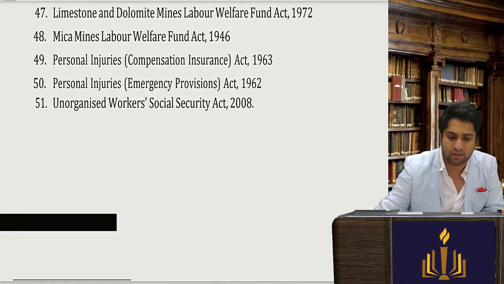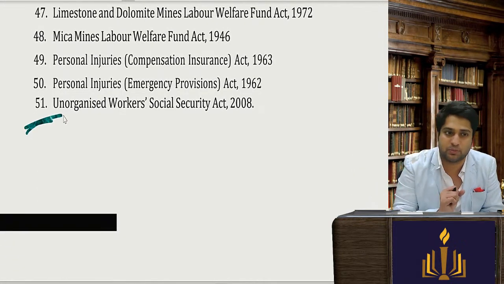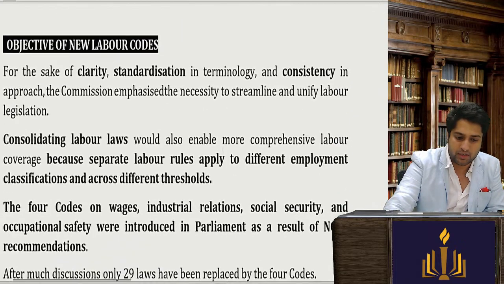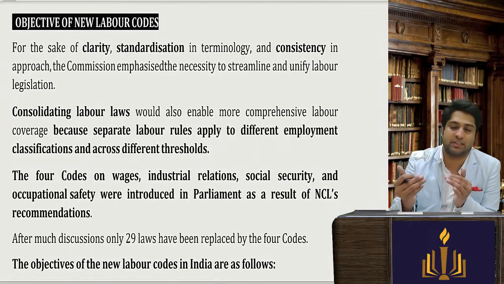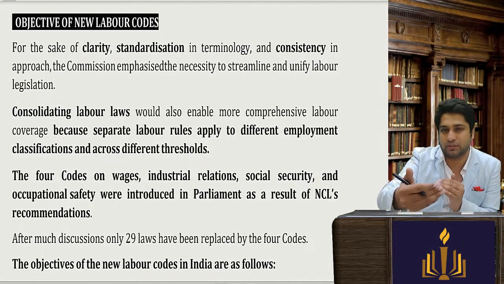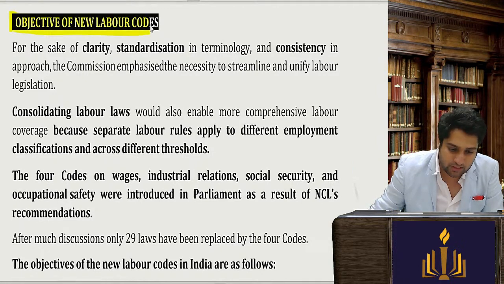If you go to see, there were around 51 major laws, and from there they took 29 laws and converted them into 4. Those 29 laws will come in some time. So first is the objectives of the labor codes.